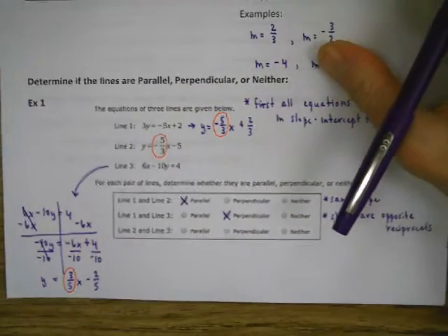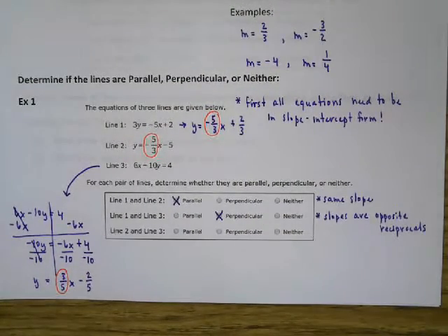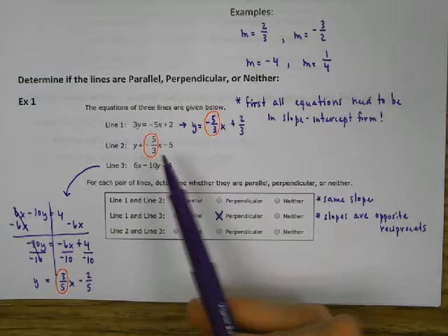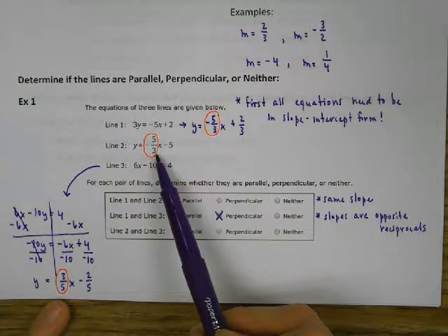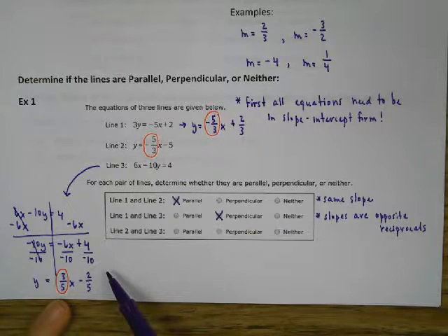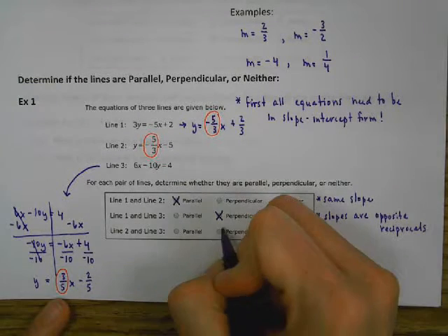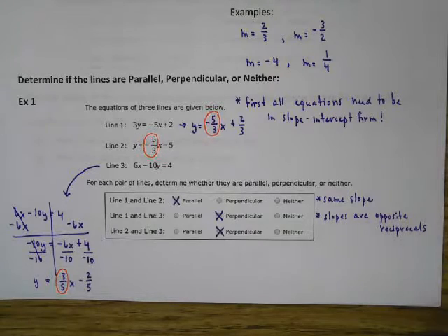Did I fit? Let me move this over. Okay, then for 2 and 3. Again, I have line 2 is a slope of negative 5/3. Line 3 is 3/5. So those are going to be perpendicular. Again, because they're opposite reciprocals.